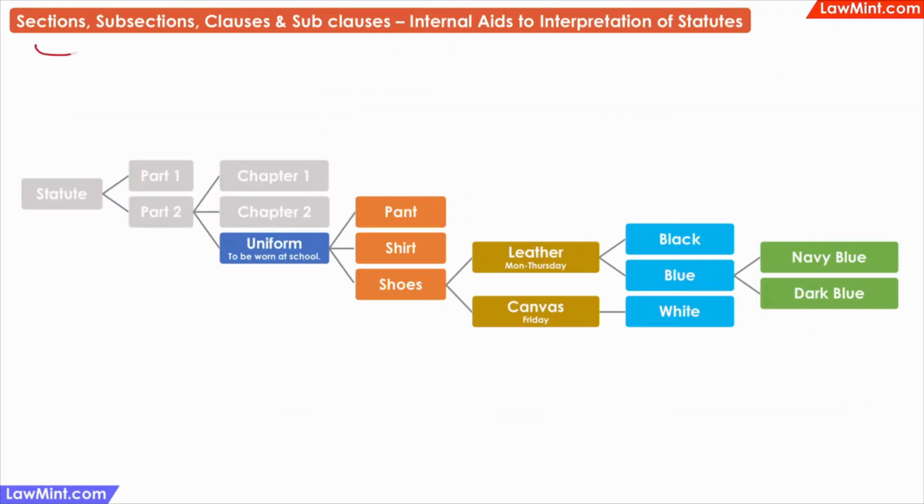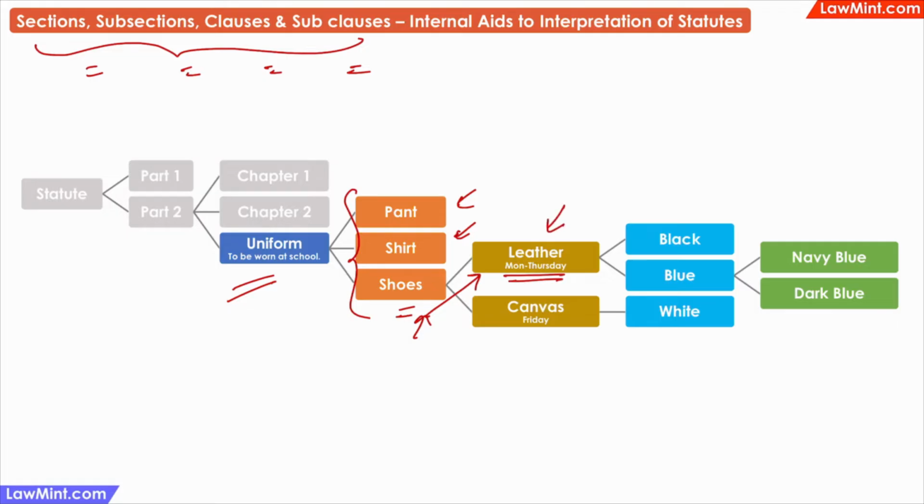To explain how this structure works and how sections, subsections, clauses and subclauses are interpreted, I will give you a very simple example. Suppose a chapter in a statute talks about compulsory uniform to be worn by the students of a school. Then the sections may talk about pant, shirt and shoes, which are the different components of that uniform. In shoes, the subsections may specify that from Monday to Thursday only leather shoes must be used, and on Friday only canvas shoes must be used. And the clauses may specify that even in leather shoes only black and blue colors are allowed.